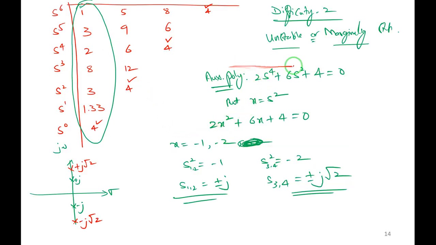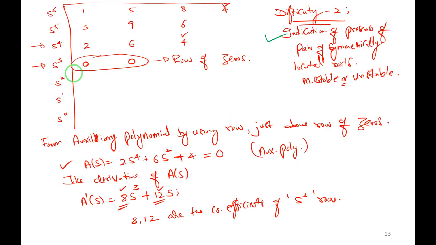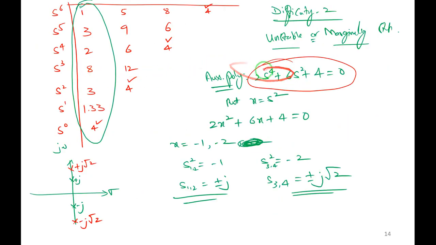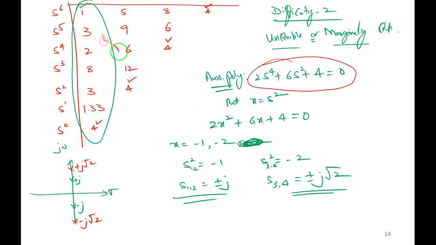So how to find the other two roots? We have this already: 2s power 4 plus 6s square plus 4, the auxiliary polynomial. So I will divide the original equation, s power 6 and so on, by this, which is one of the factors, 2s power 4 plus 6s square plus 4.